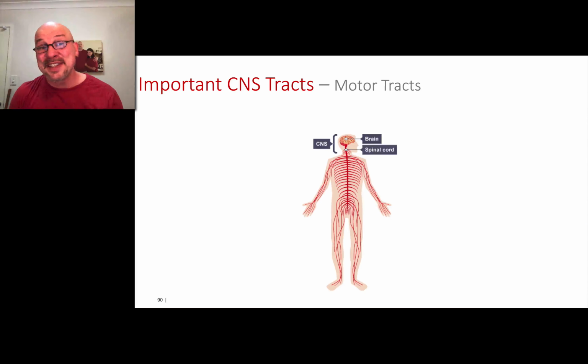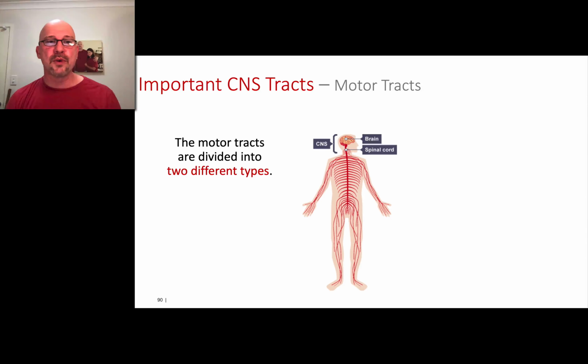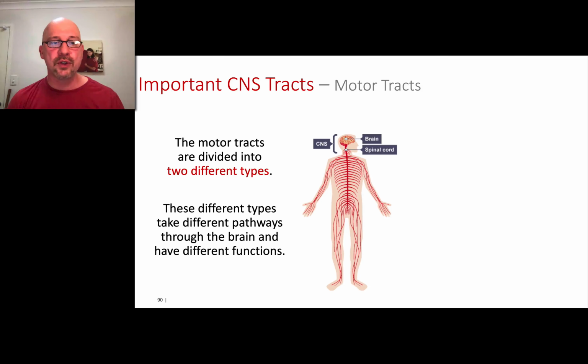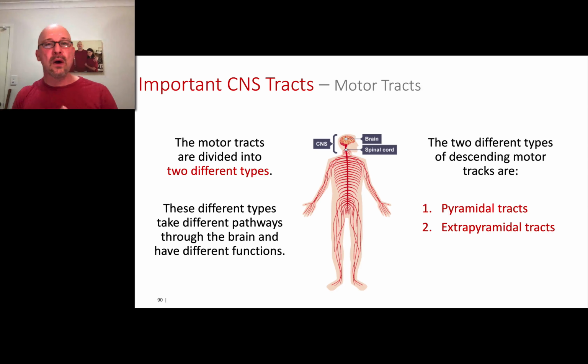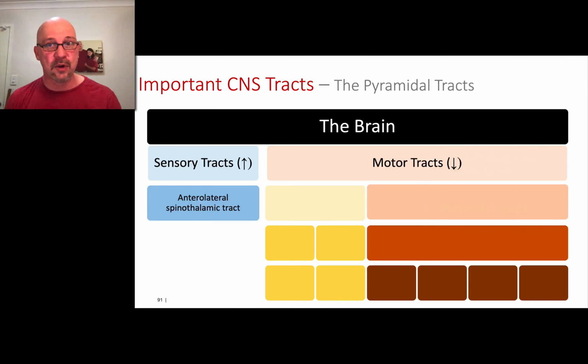Okay, interesting. So let's talk about those motor tracts. The motor tracts are divided into two different tracts, and those two different tracts take two different paths down the brain, down the spinal cord, and out to the body. And we call these tracts the pyramidal tracts and the extrapyramidal tracts. So this is the next thing in our map here. We've got pyramidal tracts and we've got extrapyramidal tracts, and we're going to talk about what those different tracts are.